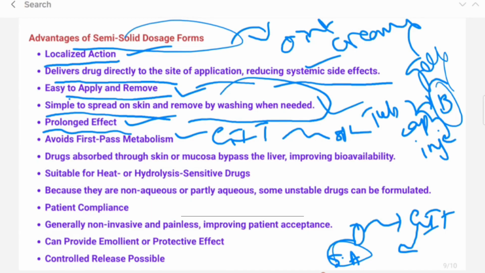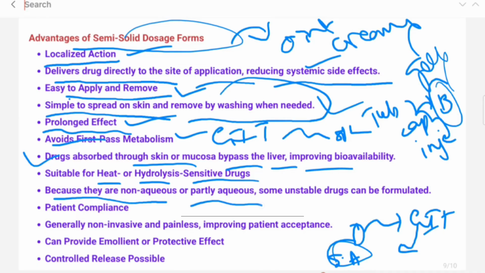Then a drug absorbed through the skin or mucous membrane enters the skin; there is no entry into the liver, and no entry into other vital organs. Then it is suitable for heat or hydrolysis sensitive drugs. Because they are non-aqueous or partly aqueous, some unstable drugs can be formulated, meaning drugs which are not aqueous we can easily formulate in the form of ointments.